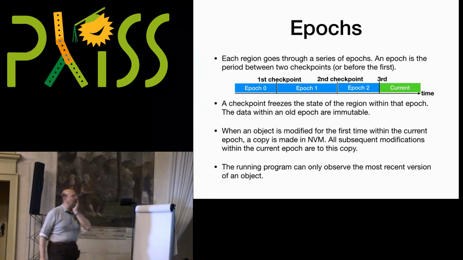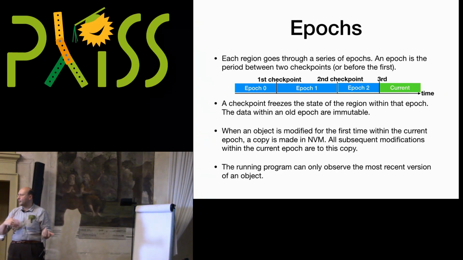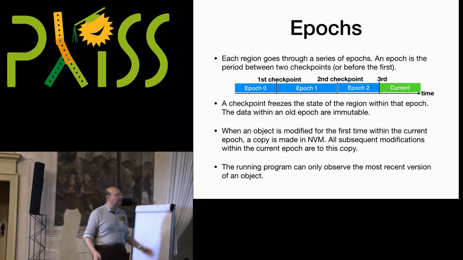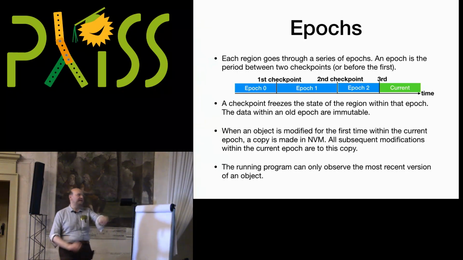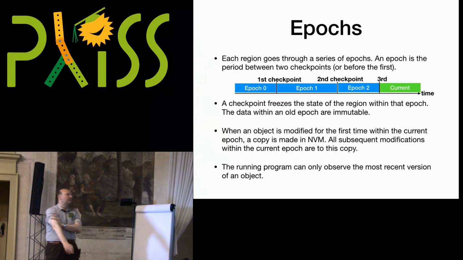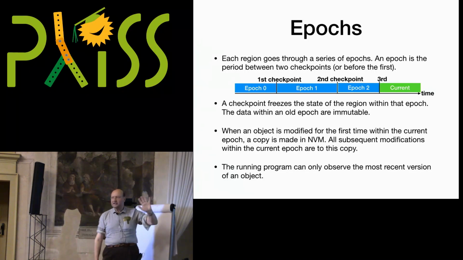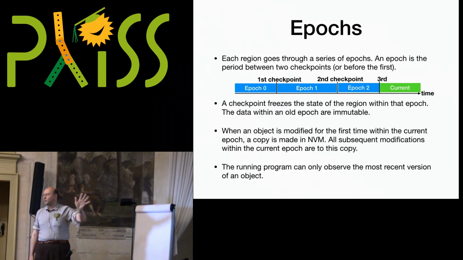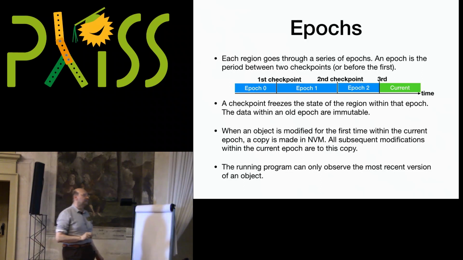So checkpoints in this model basically induce the notion of different epochs on the data that run between the checkpoints. So we have the data going through these series of epochs, and each epoch's boundary is a checkpoint. And so when you take a checkpoint, the state of the region is in effect frozen at that moment. And the data within it become immutable, but we keep any modifications in the successive epochs.